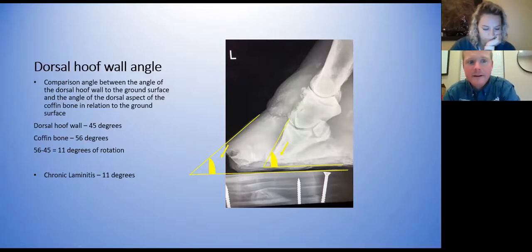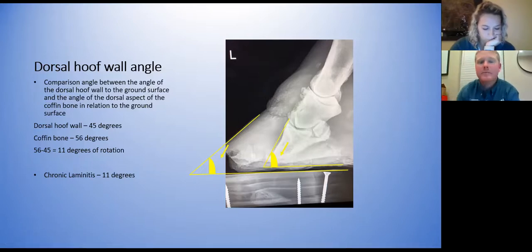So the dorsal hoof wall angle is 45 degrees, right here. The first one out in front with the toe. The coffin bone angle is 56 degrees. So you subtract your coffin bone angle from your dorsal hoof wall angle, and you get a degree of rotation, which is 11 degrees in this horse's hoof.